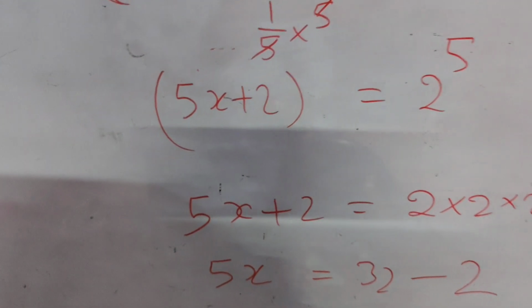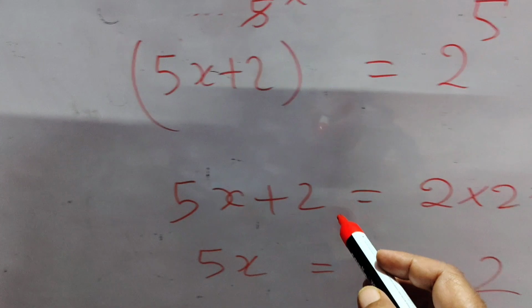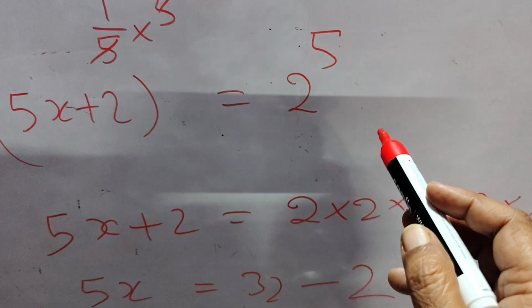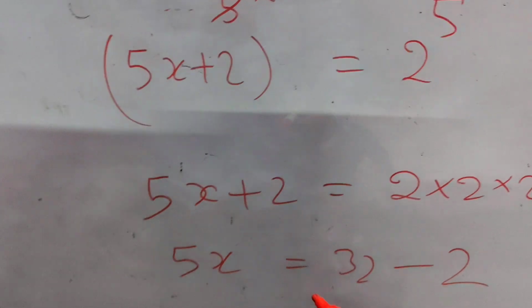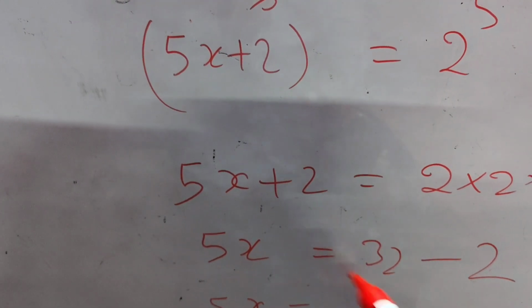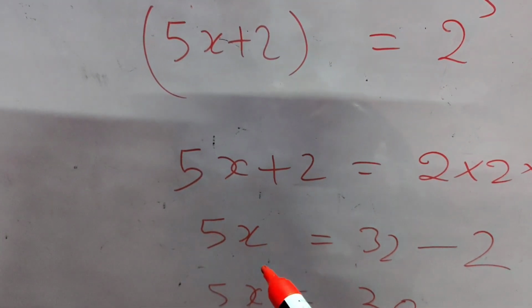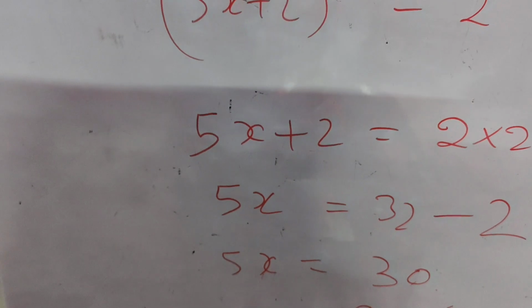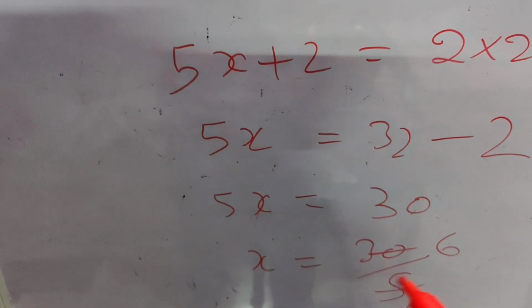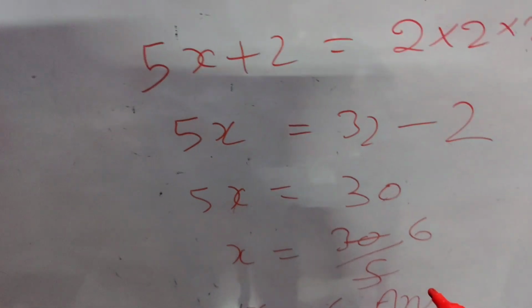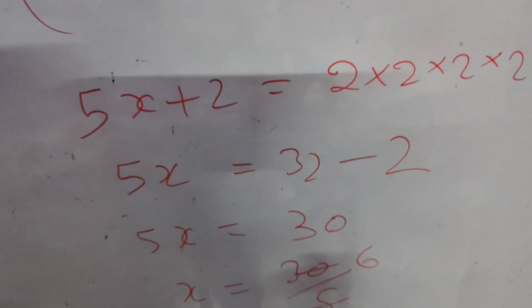Now we can write 5x plus 2 is equal to 2 to the power 5, which is 2 into 2 into 2 into 2 into 2, that is 32. So this 2 goes that side, so 5x is equal to 32 minus 2, 5x is equal to 30 and x is equal to 6. Very easy, and hope you understood.